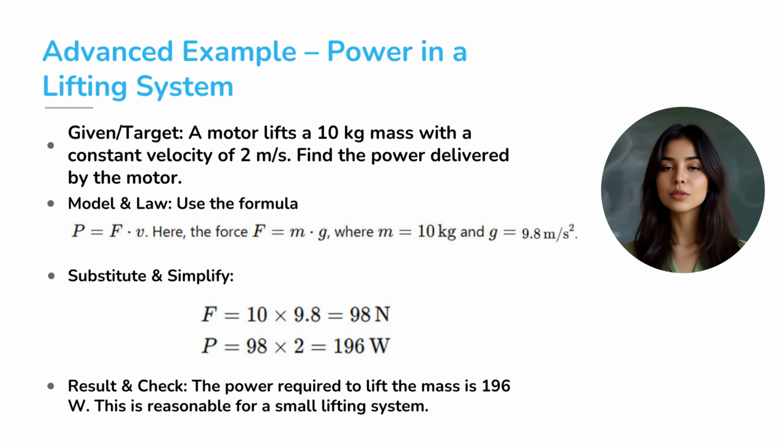Now, using the formula P equals F times V, where V equals 2 meters per second, we get P equals 98 times 2 equals 196 watts. So, the power required to lift the box is 196 watts. Not bad for a simple example, right? This tells us how fast the energy is being used to lift the box.